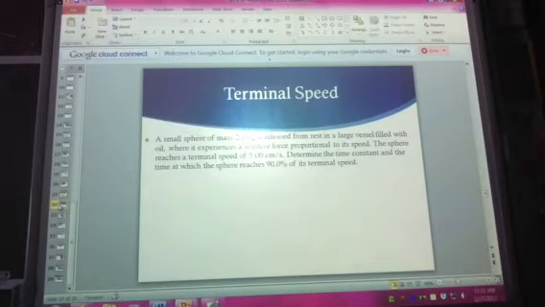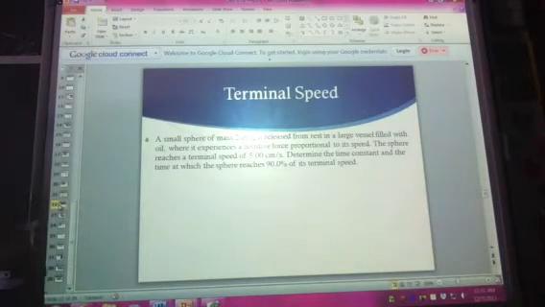So let's say that we have a small sphere of mass 2 grams that is released from rest in a large vessel filled with oil, where it's going to experience a resistive force that's proportional to its speed. The sphere reaches a terminal speed of 5 centimeters per second. Let's determine the time constant, and let's determine the time at which the sphere reaches 90% of its terminal speed.